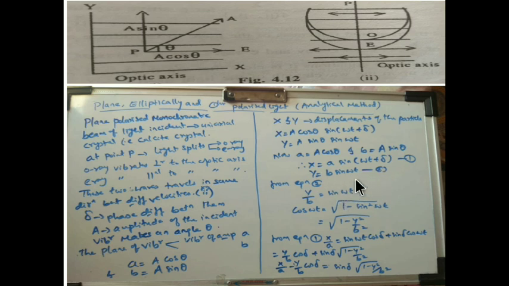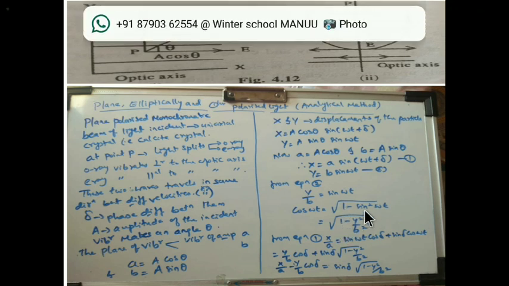Again, equation number 2 can also be represented as y by b is equal to sine omega t. Cross multiply it. So this I am representing again in terms of a cos theta. That's a cos omega t is equal to square root of 1 minus sine square omega t. So again, this is represented as square root of 1 minus sine square omega t, which is nothing but y by b, so this becomes y square by b square.